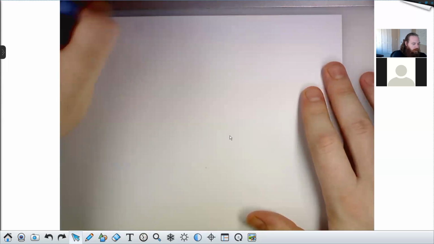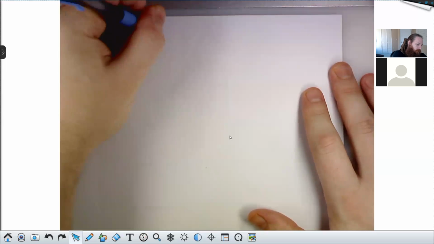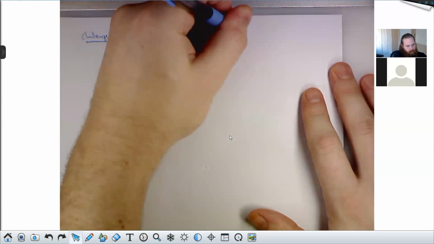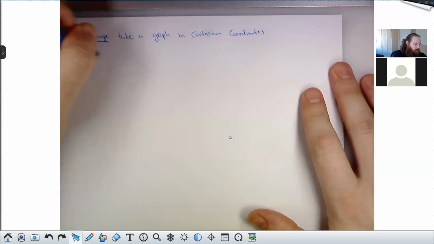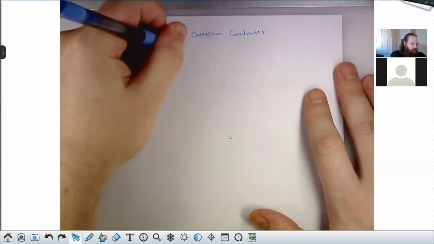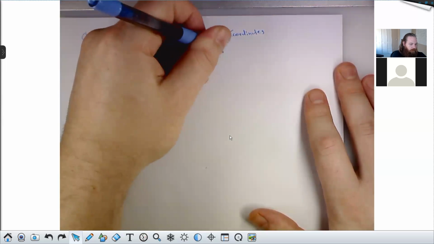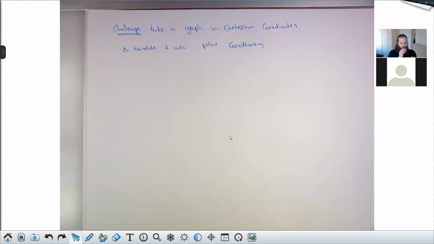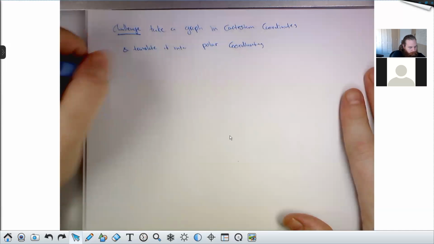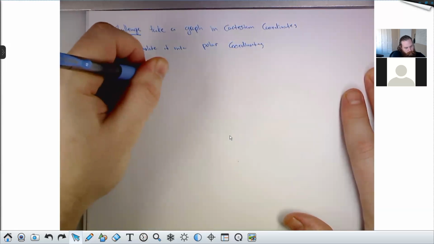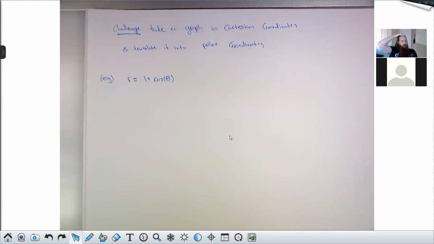Take a graph in Cartesian coordinates and translate it into polar coordinates. And I'd like to start with something simple. r equals one plus cos theta.